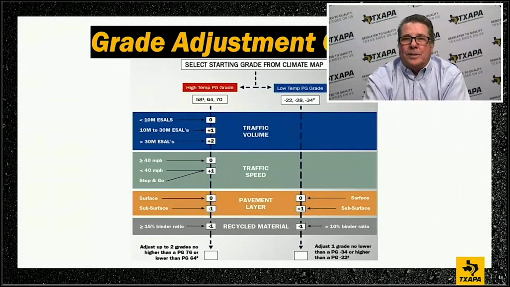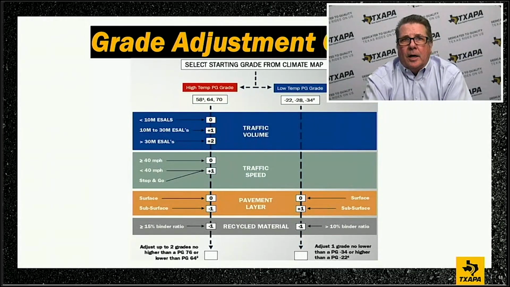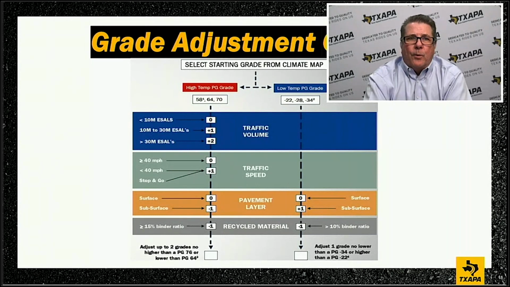And then, of course, if you use recycled binder, we want to make sure that we don't over stiffen. So if we use more than 15% recycled binder, you subtract another grade. So you're back to a 64. The main thing is the traffic volume, going up 2 grades if you're over 30 million ESALs, and then what the traffic speed's doing to you. That's real important. Adjust up to 2 grades, no higher than a 76 or no lower than a 64. We don't want to go overboard.